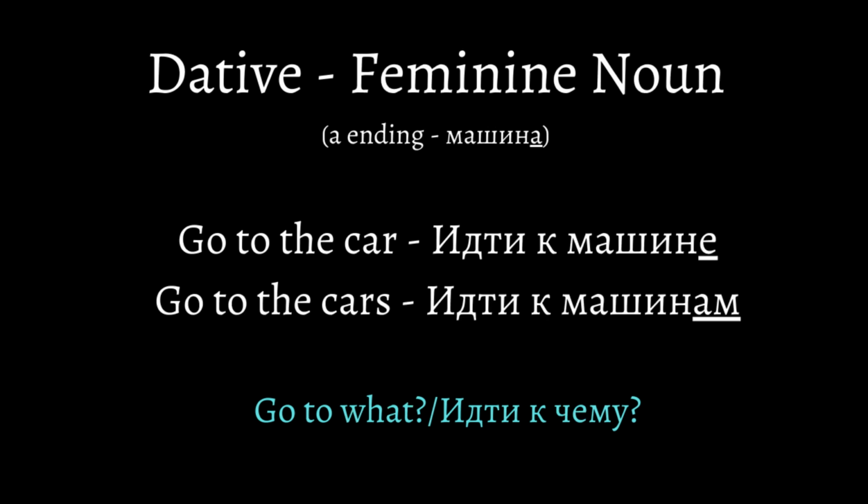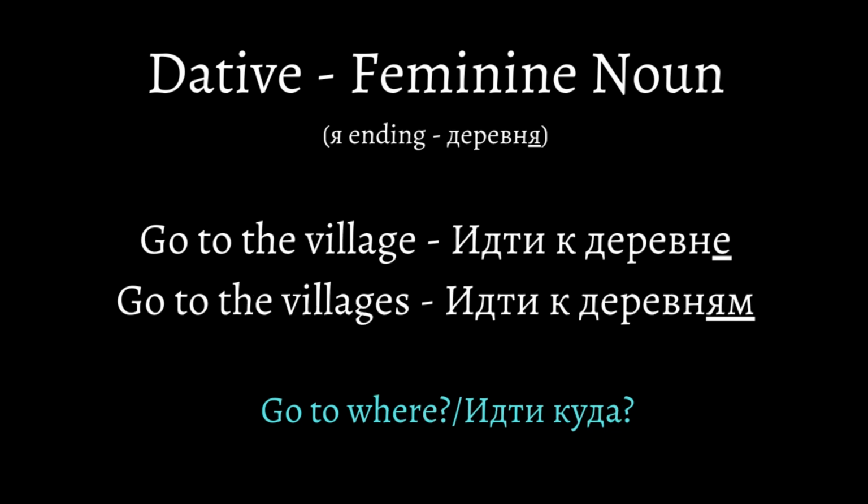Go to the car and go to the cars are идти к машине and идти к машинам. Машина is a basic feminine noun ending in a, so we change it to e when singular and to am when plural. Here we have a feminine noun ending in ya. Идти к деревне and идти к деревням. Деревня ends in ya, so we change it to ye when singular and to yam when plural.